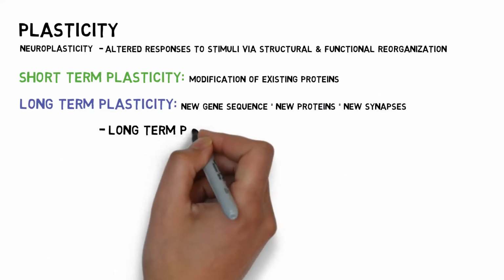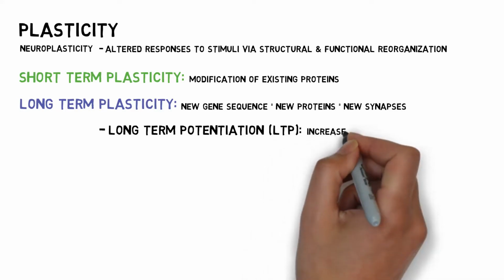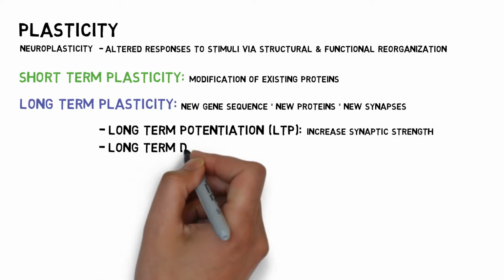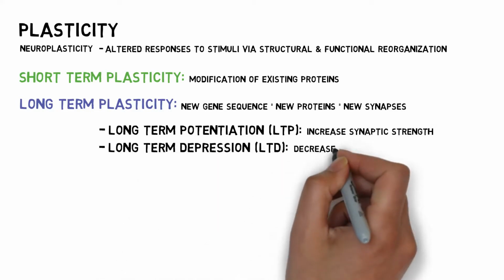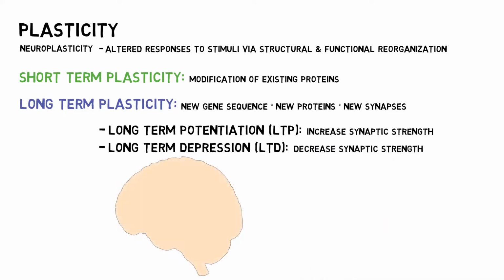Long-term potentiation, or LTP, is the type of plasticity that results in an increase of synaptic strength. Long-term depression, or LTD, however, is used to describe decreased synaptic strength. Both are forms of synaptic plasticity.